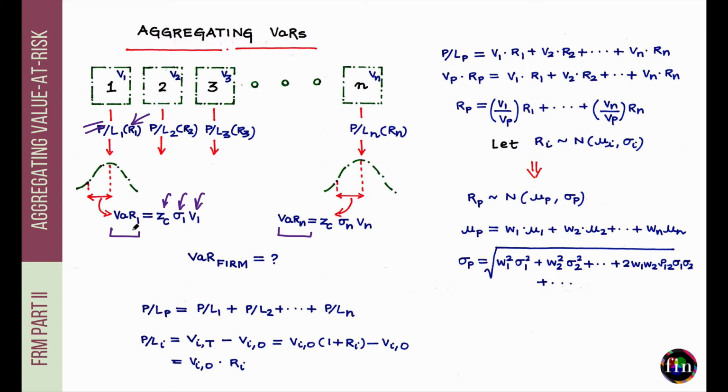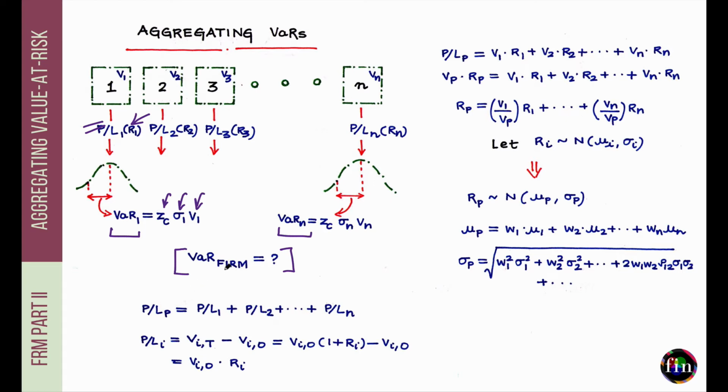We have the VaRs for each of these n divisions or business lines, and we want to aggregate these VaRs to somehow get to a VaR number at the same confidence and using the same horizon as the individual VaRs. And this aggregate VaR number is what we refer to as the firm-wide VaR. Now let's do this from scratch.